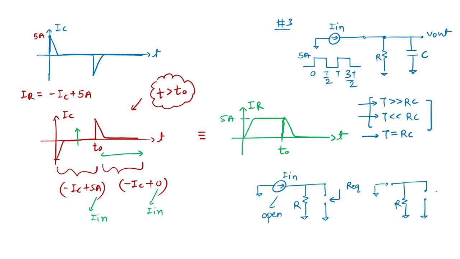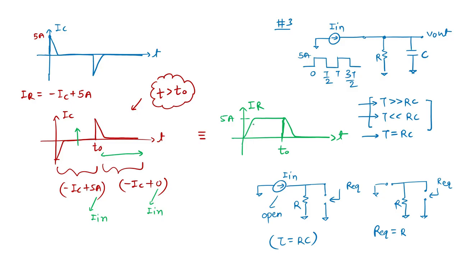So R equivalent is nothing but this R only. So the time constant tau is nothing but R times C. So this is the time constant of charging of my capacitor. Wherever we are seeing this exponential nature, it has some time constant, which is nothing but RC.